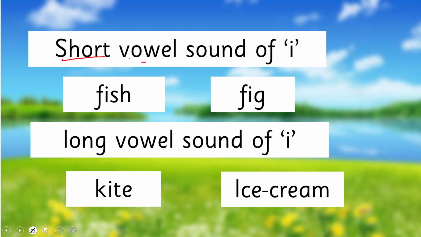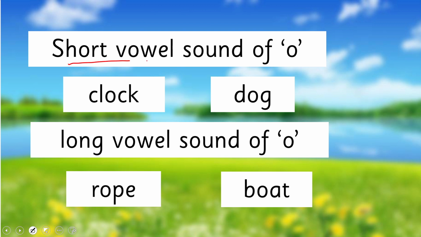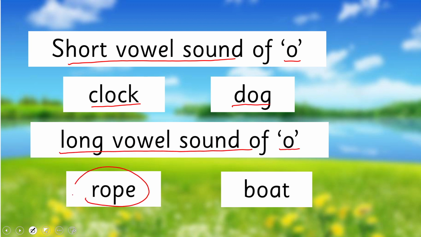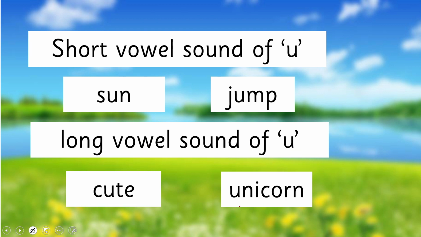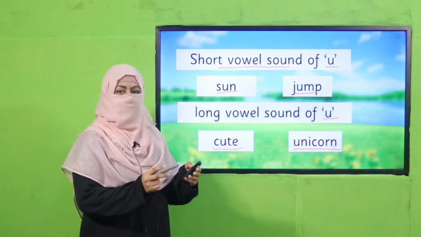So short sound of I is i as in fish and fig, and long vowel sound of I as in kite and ice cream. Short vowel sound of O is o as in clock, dog, and long vowel sound of O is o as in rope and boat. Short vowel sound of U is u as in sun, jump, and it's u as in cute and unicorn. Okay, so these are different sounds.